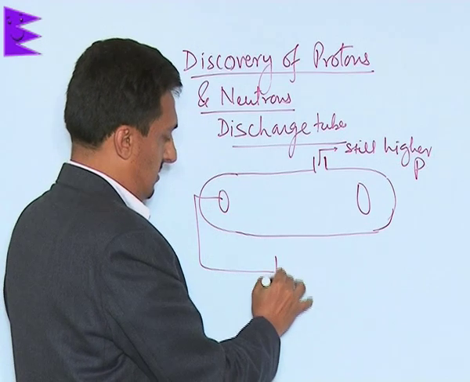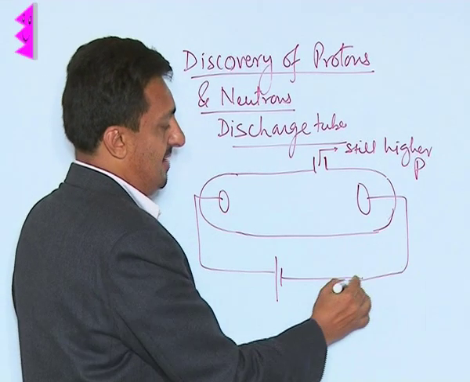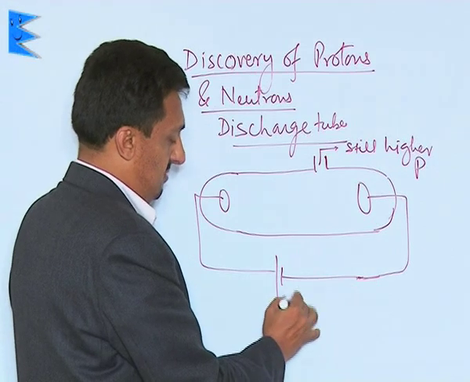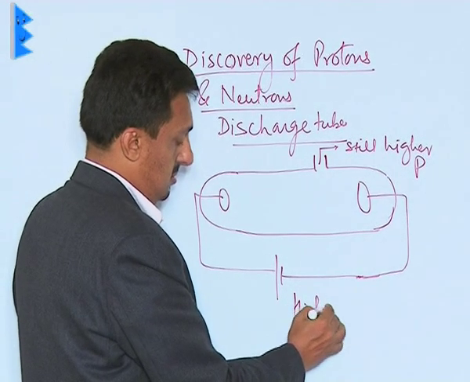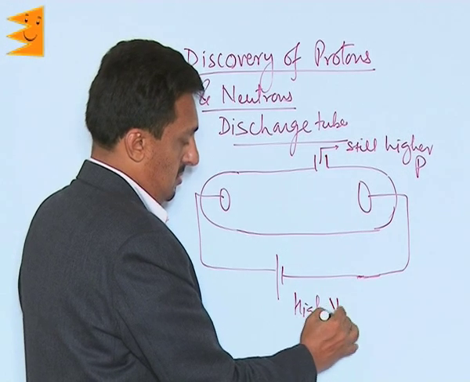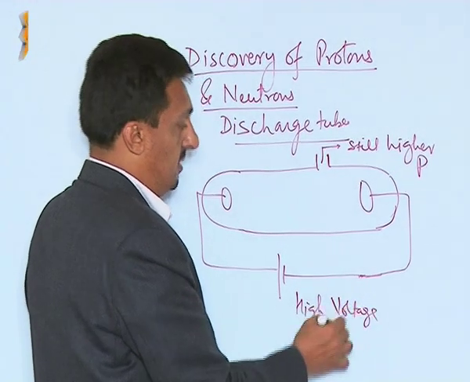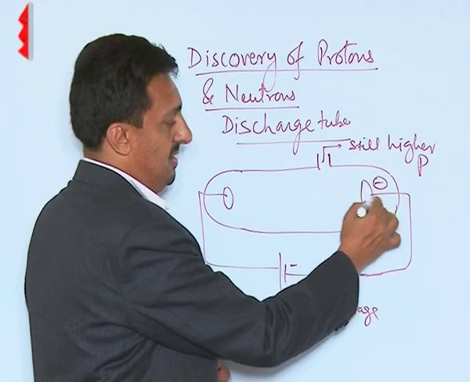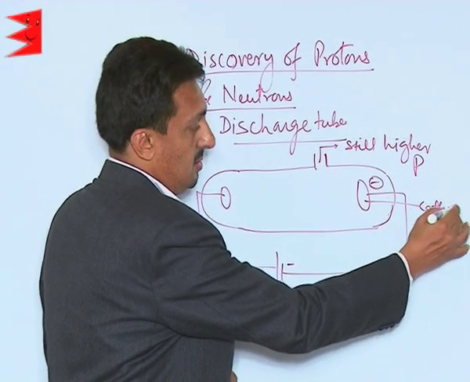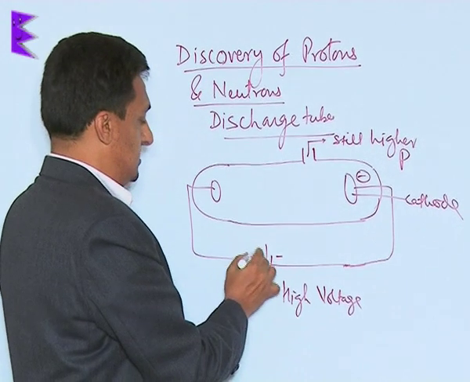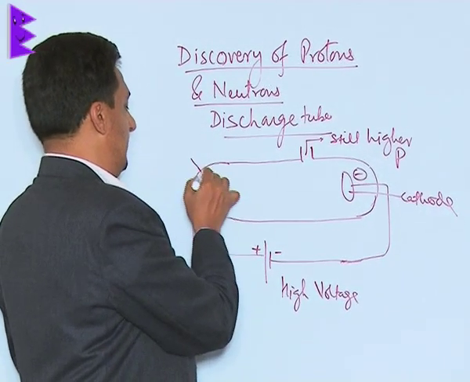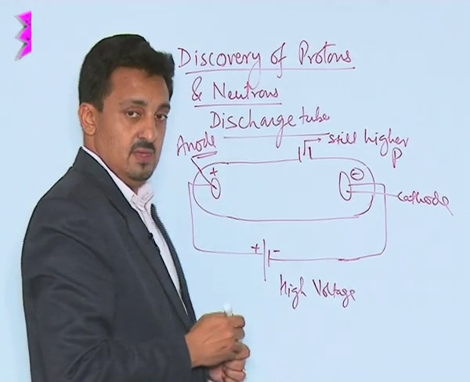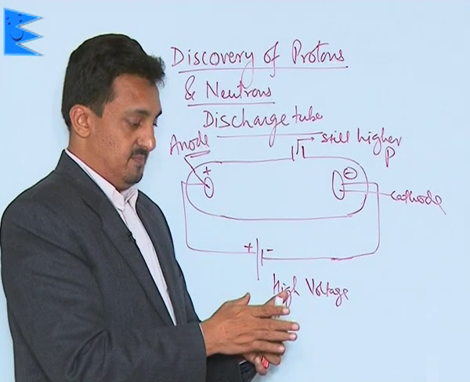and the two electrodes were subjected to still much higher voltage. It was found, since this electrode is connected to the negative terminal, this is called cathode. This is connected to the positive terminal, it's called anode. See, there's a basic difference.